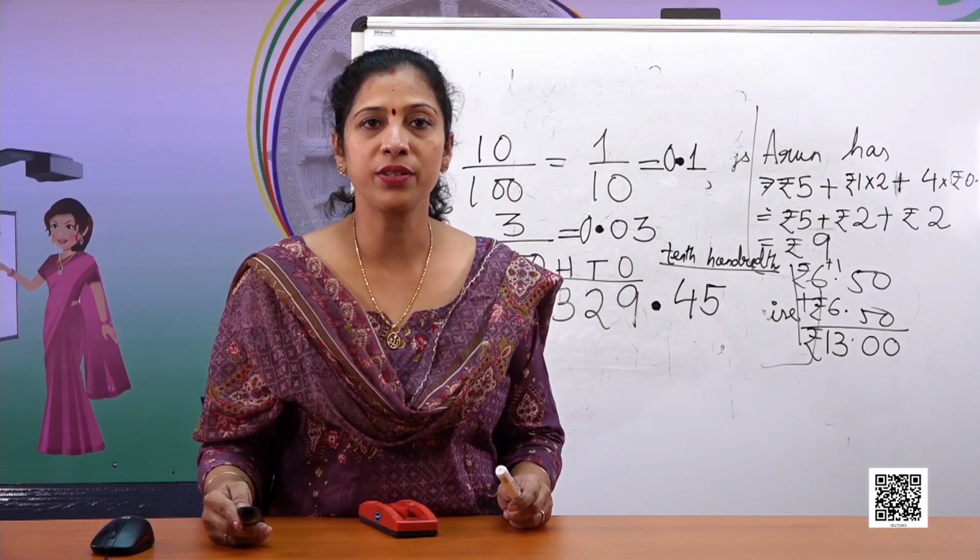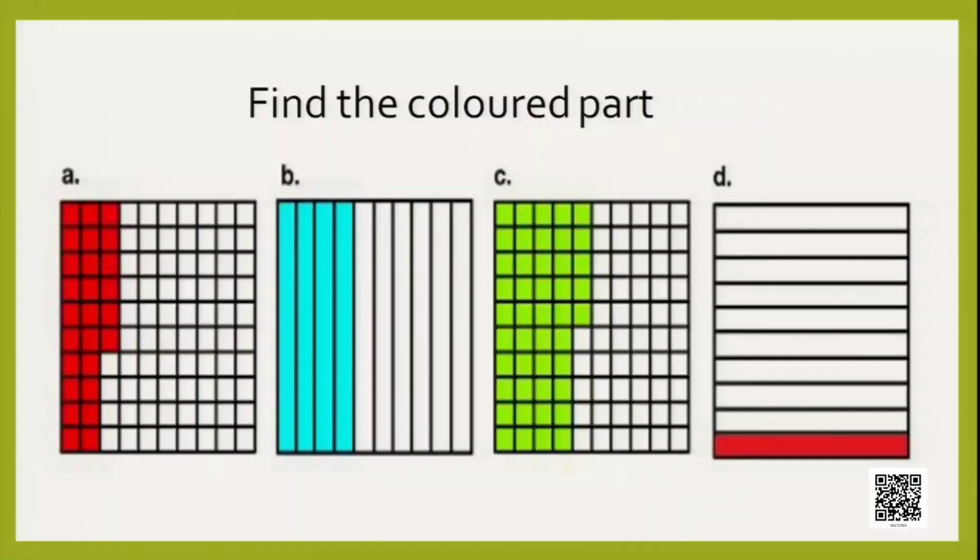Okay. Now let's go to the next one. Here also the boxes are given. You can find out on your own by finding out how many total number of boxes are there and how many boxes are colored. Here there are 100 small boxes, whereas in question B there are only 10 boxes. Similarly in question C there are 100 boxes and in question D again there are 10 boxes. So count and do it and have loads of fun.